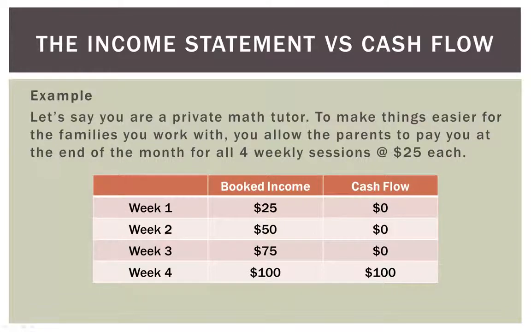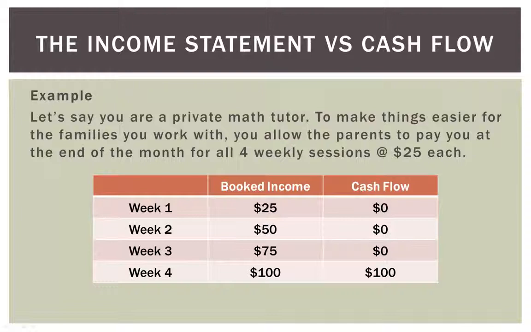Now in week 1, we've met with that student, so we have booked income of $25. But we have not received the $25, so our cash flow is still 0. In week 2, we add another $25 of work, so our booked income would be $50, but our cash flow is still 0. Week 3, $75, cash flow still 0. And then finally in week 4, we have booked income of $100, and our cash flow is finally $100.